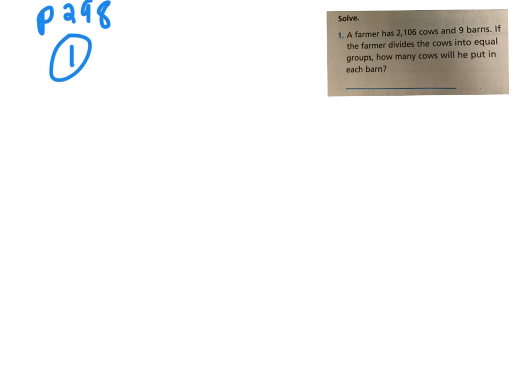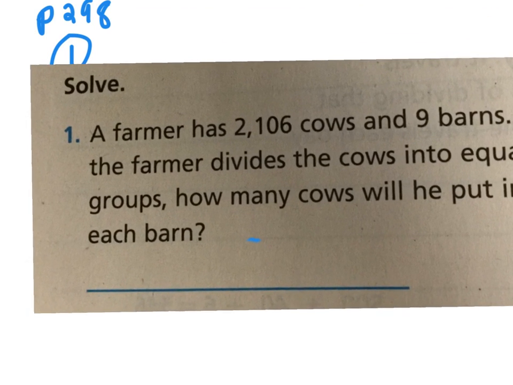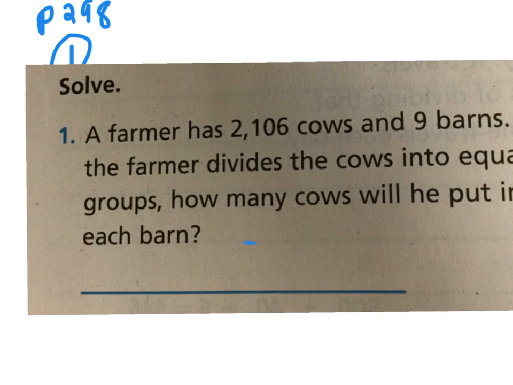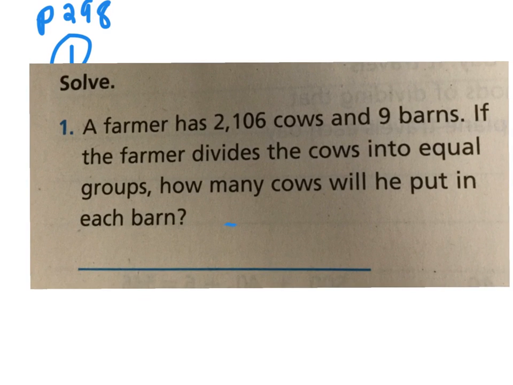All right. Look at page 298 in your book. Okay, I've highlighted the problem here. It's right here. Right, there it is. Problem number 1. A farmer has 2,106 cows and 9 barns. If the farmer divides the cows into equal groups, how many cows will he put into each barn?